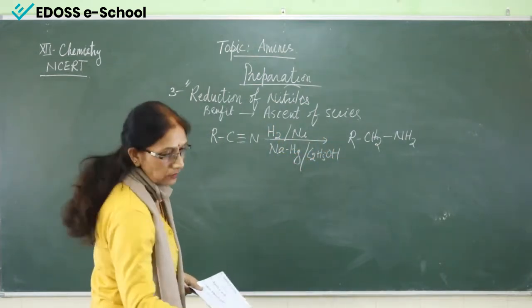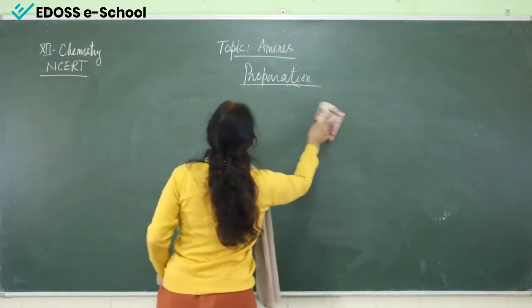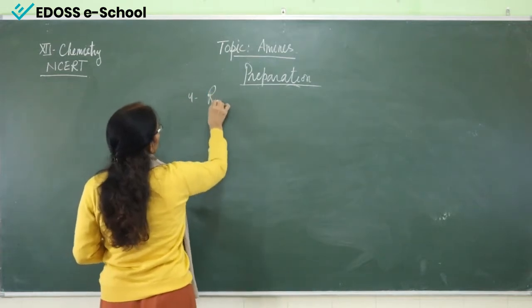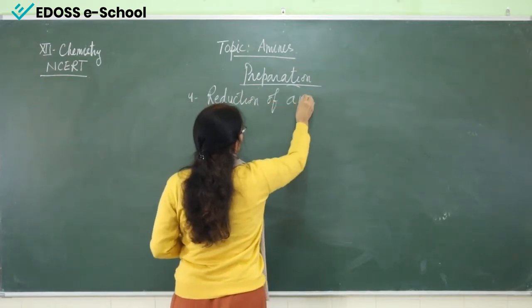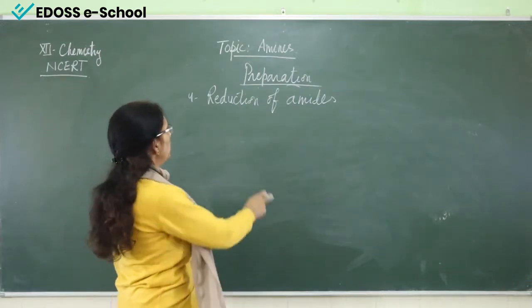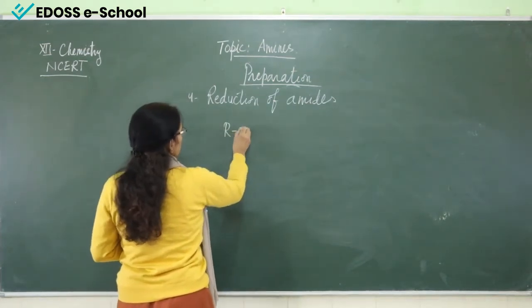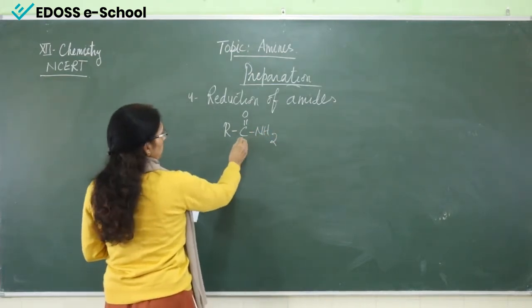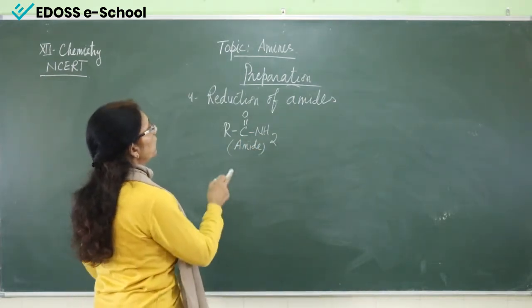Now coming to the fourth one. Now this is our fourth preparation, reduction of amides. Reduction of nitrile we have done, reduction of nitro compounds we have done. Now we are doing reduction of amides. So this is amide, R alkyl group attached with CONH2 group. This is known as amide. So by the reduction of amide, how are we getting amines?